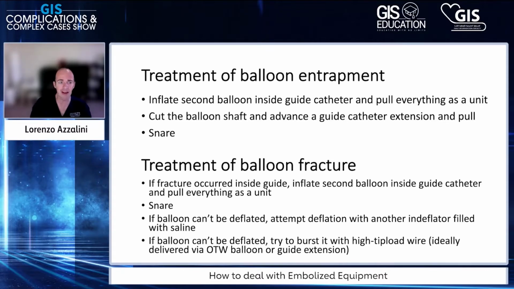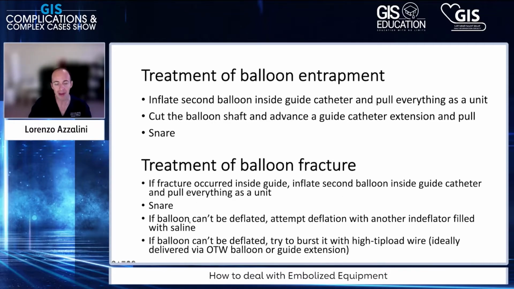The second technique is to cut the balloon shaft and advance over the remnant a guide catheter extension to exert localized traction and then pull, or use a snare. In case of balloon fracture, if the fracture occurs inside the guide, we can do the same thing: inflate a second balloon inside the guide catheter and pull everything out as a unit, or snare. This is particularly required in case the fracture of the shaft is not inside the guide catheter, but inside the coronary.